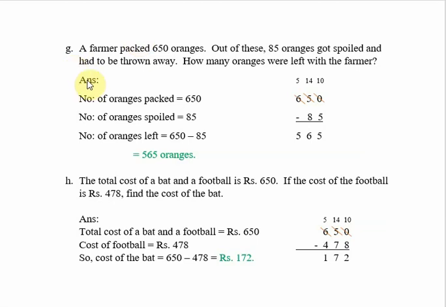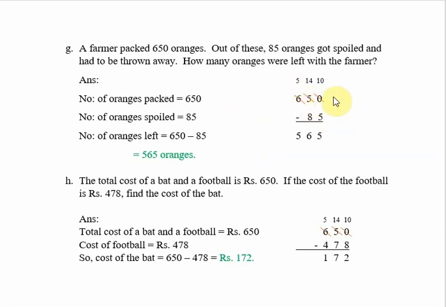Okay. So, write like this. Number of oranges packed is equal to 650. The number of oranges spoiled. How many oranges got spoiled? 85 oranges got spoiled. So, number of oranges left is equal to 650 minus 85. So, you have to deduct 85 from 650. So, let us do the calculation here.